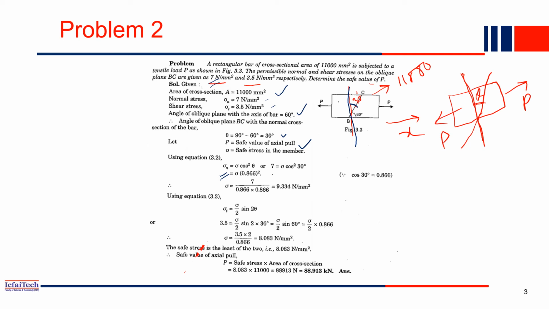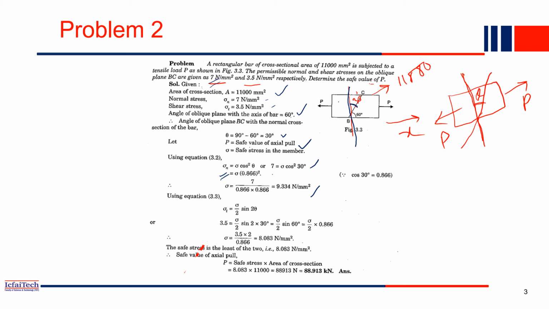Sigma n is the normal stress on an oblique plane. 7 is given. So 7 is equal to sigma cos square theta, and theta you also know, 30 degree. So now from here you calculate the value of sigma. Just substitute in the equation, and you will get sigma is equal to 9.334. So now you know the value of sigma, and from sigma you have to find the load P as well.